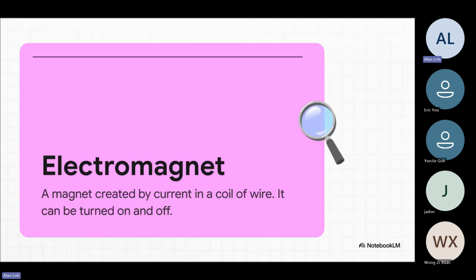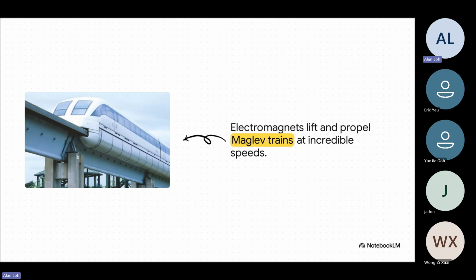This discovery is incredible. When you run an electric current through a wire, it creates a magnetic field around it. And if you coil that wire up, the field gets way, way stronger. That's an electromagnet. And its superpower? You can turn it on and off just by flipping a switch. So what can you do with a magnet you can turn on and off?